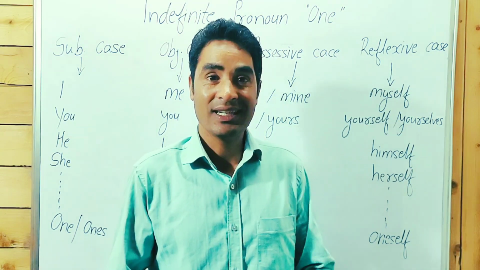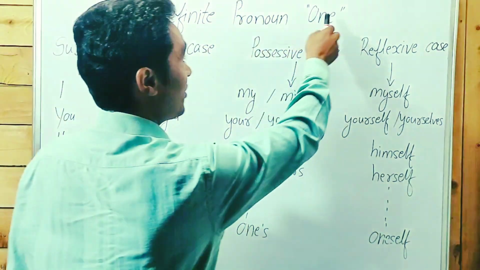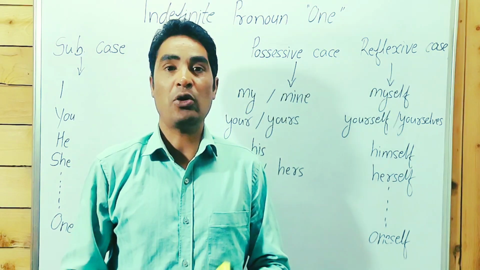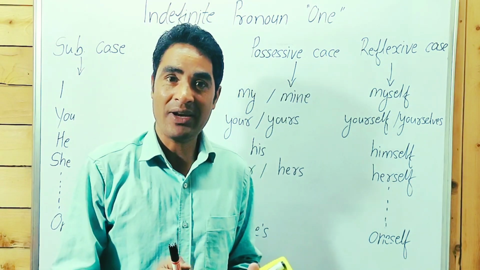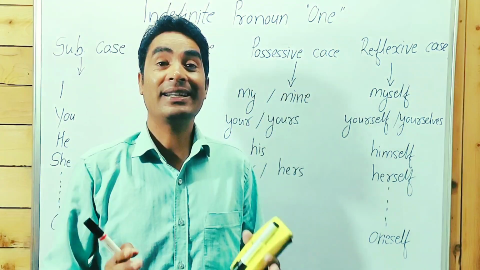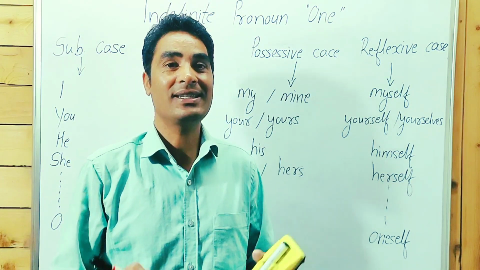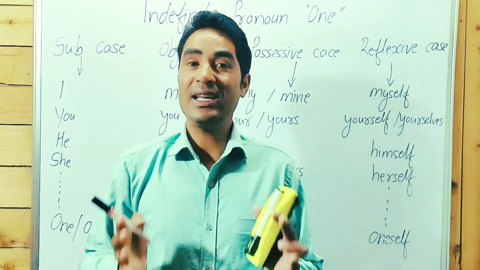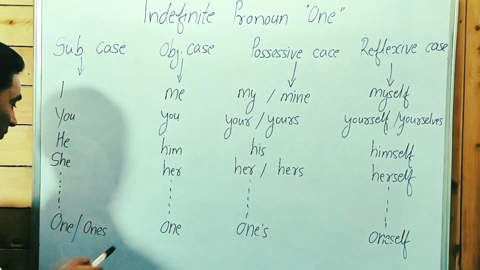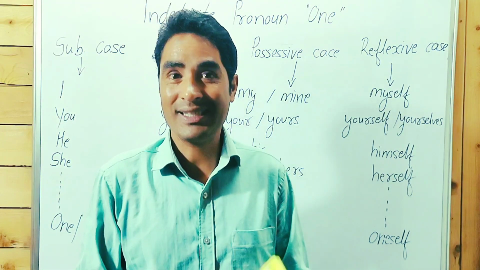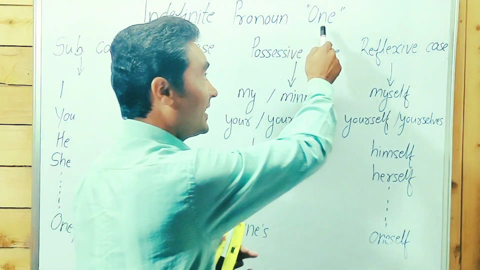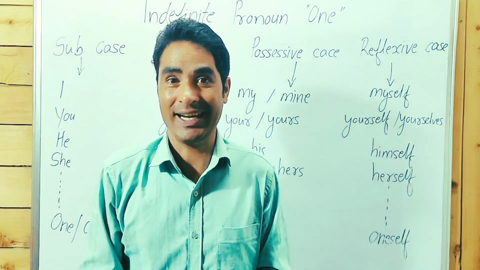So let's start learning about indefinite pronoun 'one'. Guys, point to be noted: 'one' is the only pronoun, not only indefinite pronoun, that takes apostrophe s. I repeat, 'one' is the only pronoun that takes apostrophe s. Other pronouns don't take apostrophe s. This is the only pronoun that takes apostrophe s to show possession.